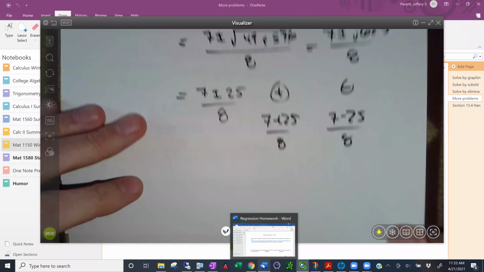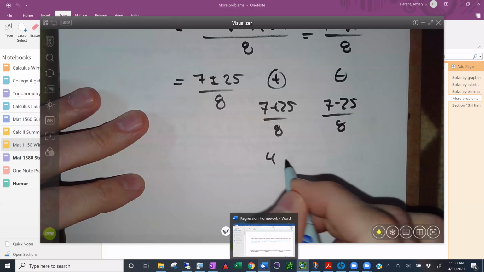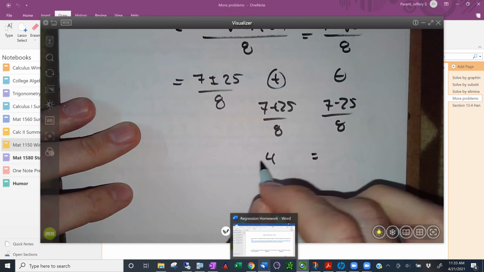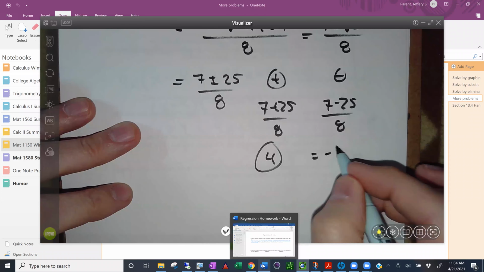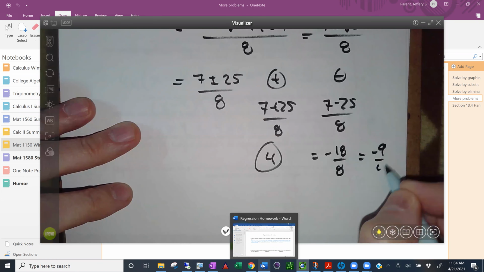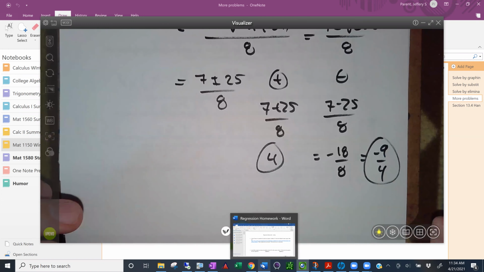So 32 over 8 gives me a nice even 4. And this is, let's see, negative 18 over 8, and that gives me negative 9 over 4. Whew. Don't worry, I promise not to put any more than 10 or 11 of these on the exam.